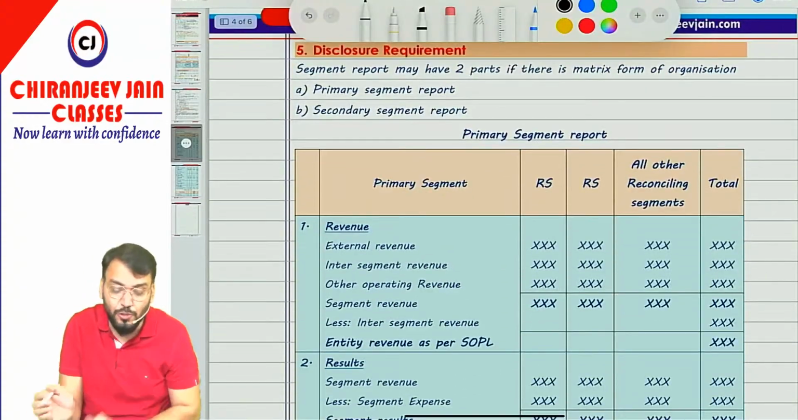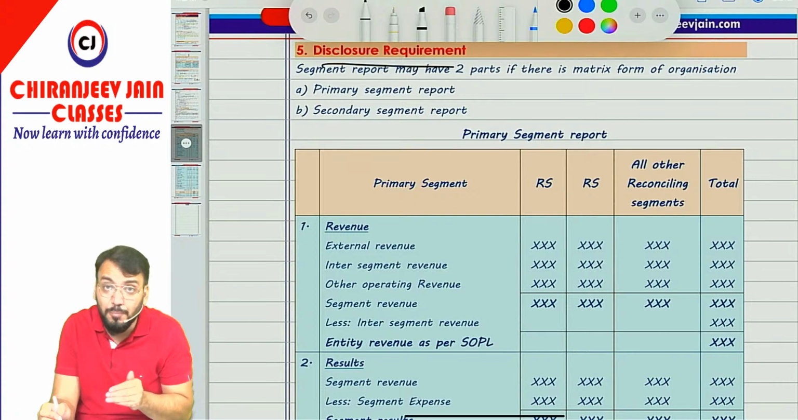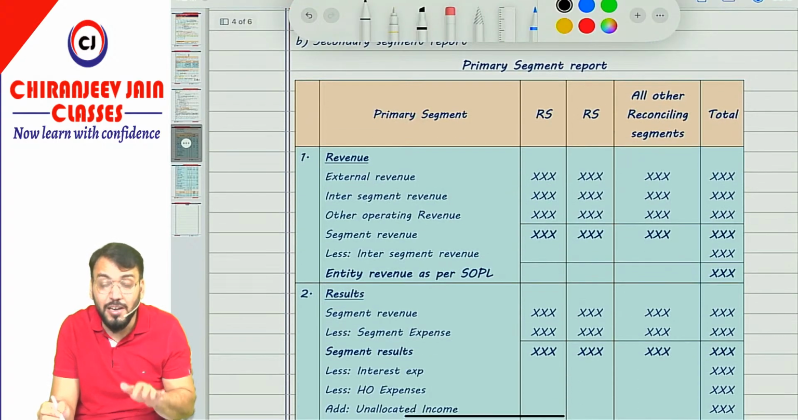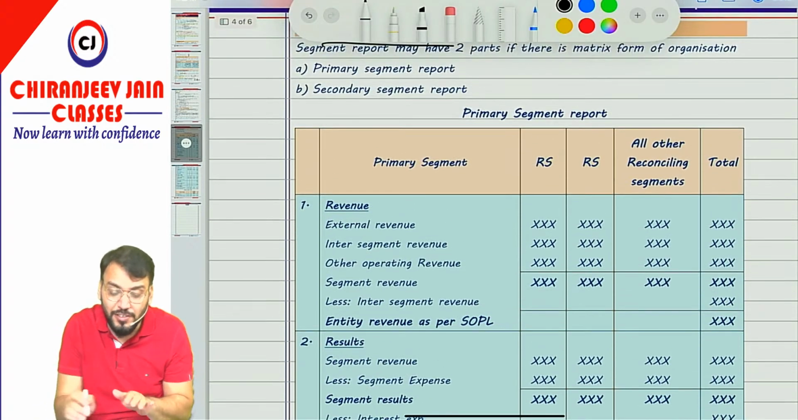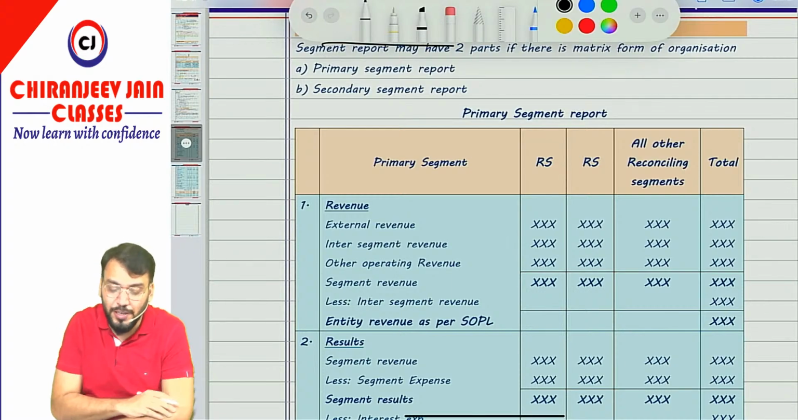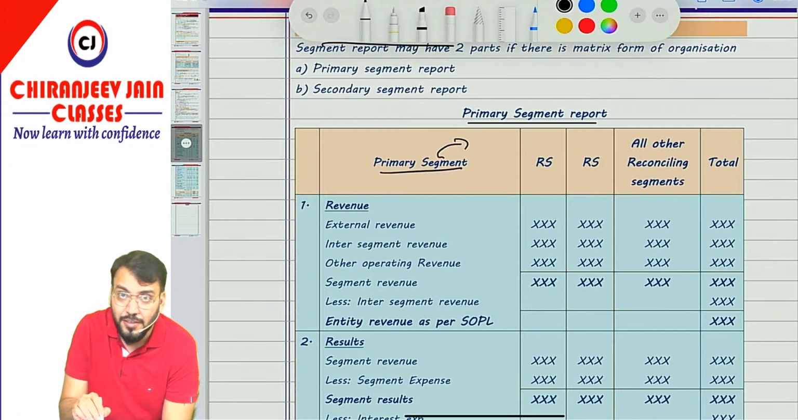So this was what a reportable segment is. Now let us come to the disclosure requirement. Once you have identified the reportable segment, I have already said that for the primary reportable segment we will disclose 7 items of information, and for the secondary reportable segment we will disclose 3. So we need to understand what information is required to be disclosed. I have designed a format from the examination point of view. First, the primary segment report. The primary segment can be business or geographical. From the exam point of view, it will always be business only.